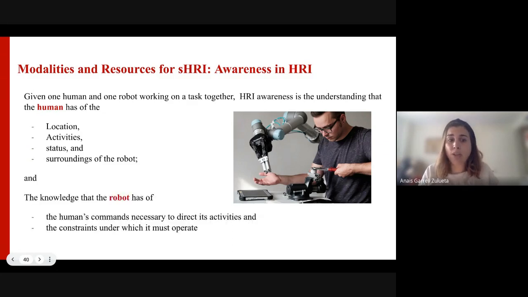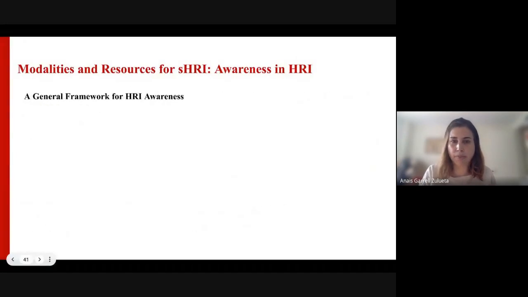And the knowledge that the robot has of the human's commands necessary to direct its activities and the constraints under which it must operate. So the robot should know that maybe we are giving an order that it cannot perform. So it has to understand its internal state and communicate what is happening to the volunteer.